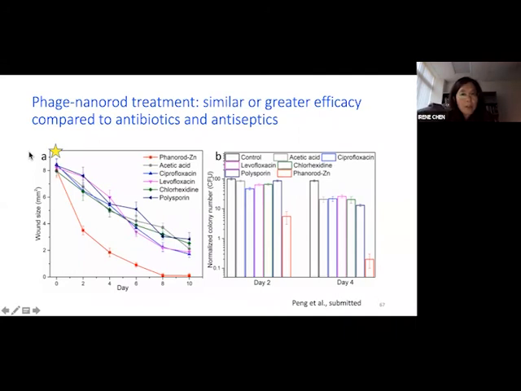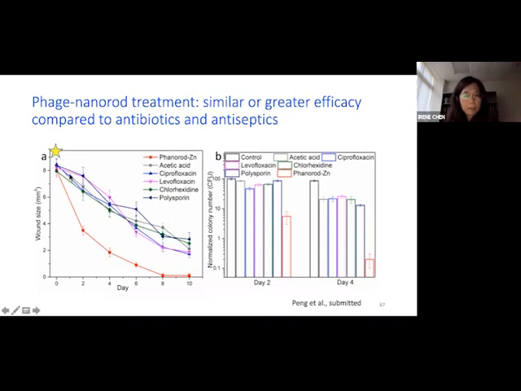One thing we want to know immediately is how do these phage nanorods compare to standard treatments? In the case of Pseudomonas aeruginosa, that would be ciprofloxacin or levofloxacin as standard treatments for these infections. So we also treated the mouse with Cipro and Levo, which are these two lines here, blue and purple, and also some other topical antiseptics, which are probably not a very common treatment for humans.